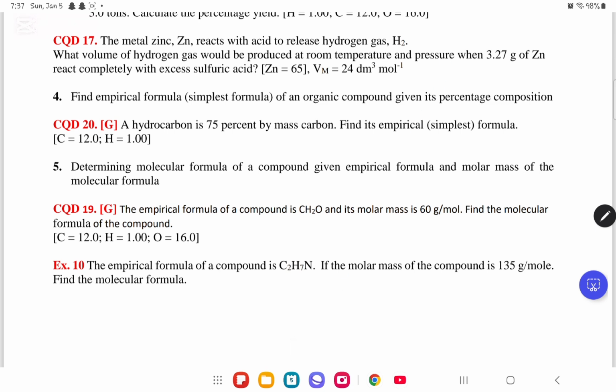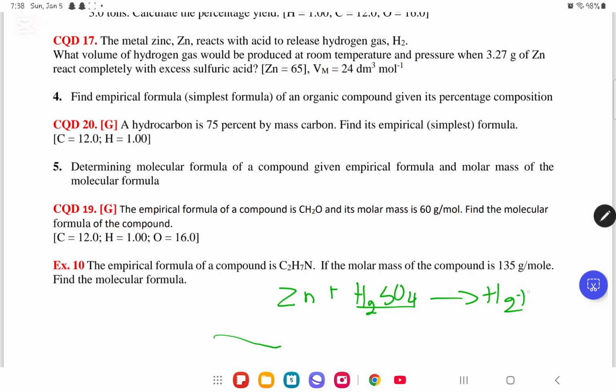The metal zinc, Zn, reacts with acid to release hydrogen, H2. Let us write the equation. The equation is Zn reacts with an acid, we're going to say an acid, to release H2 gas. Now, which acid that we know releases H2 gas or has H2 in its components? Very simply, the acid is H2SO4. Okay? But then that leaves us with the Zn and the SO4.